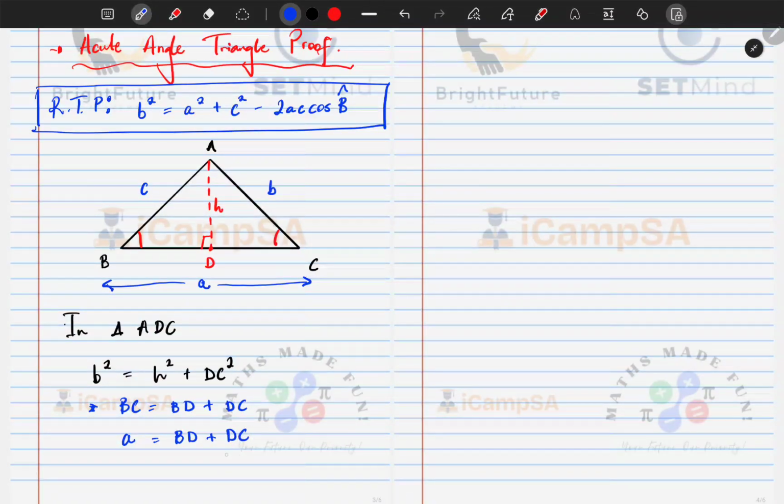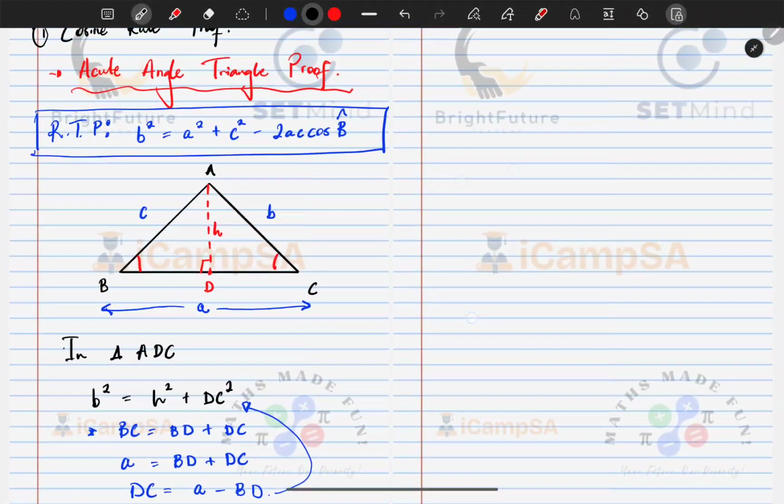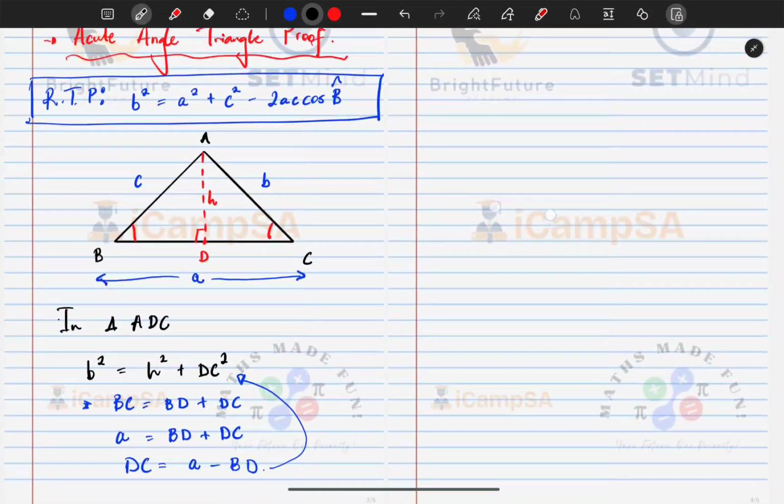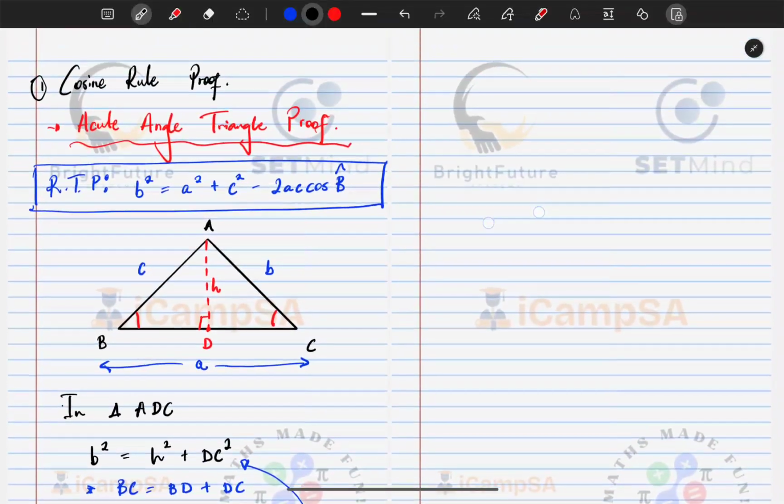Right, so I want DC to be the subject of the formula. So I'm going to have DC equals A minus BD, right? And then I'm going to take this and substitute it into here, right? So now I'll be left with, now I will have b squared, right?